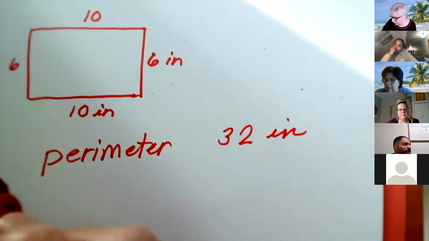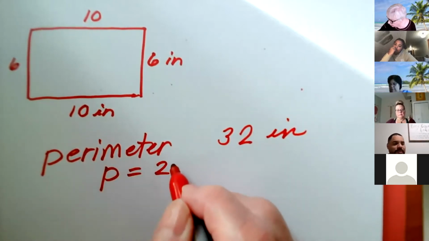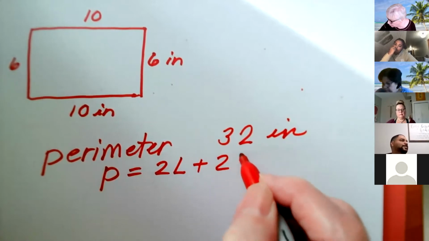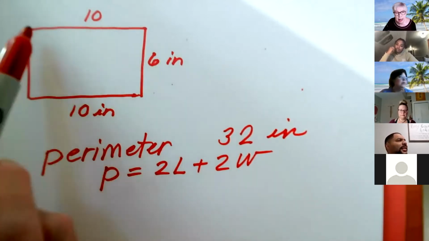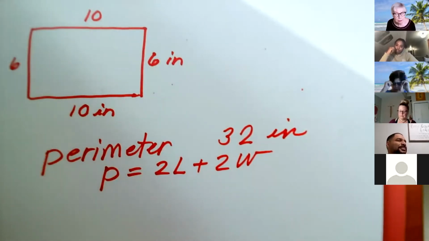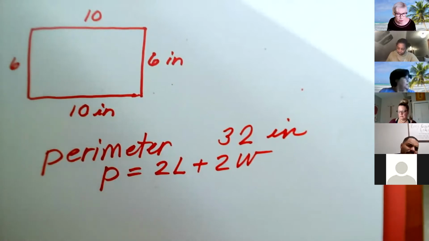This is why we're doing this. The formula is 2 of the lengths and 2 of the widths. That's pretty much what we did. You don't have to remember the formula because all you have to do is add around the edge, because it's a regular figure. So there's 2 10s and 2 6s, and so it'd be 32 inches.